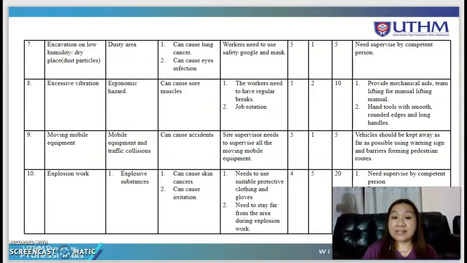The next one is excessive vibration. The next one is moving mobile equipment, and the last work activity is explosion work.